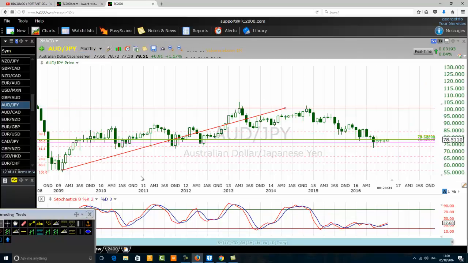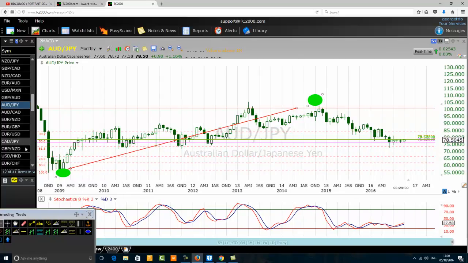Another thing I want to show you is that on the monthly chart, the financial instrument we are looking at, the Australian dollar Japanese yen, went up from here in 2009 up to this point here in 2014 or 2015. But now when I apply Fibonacci retracement to this price action, we can see that the 50% Fibonacci retracement level is the orange line on my chart.